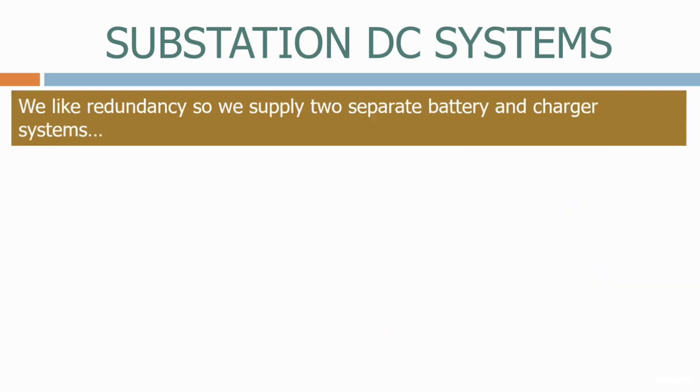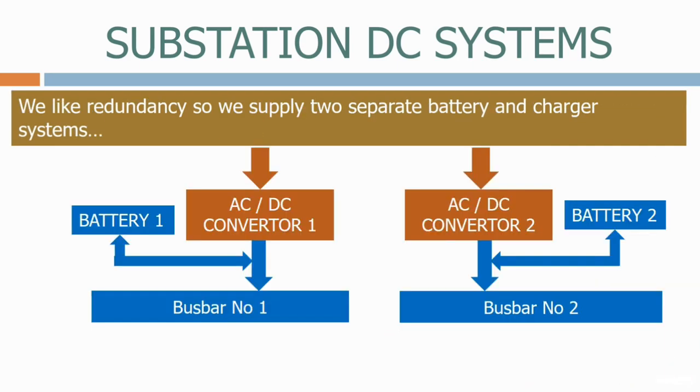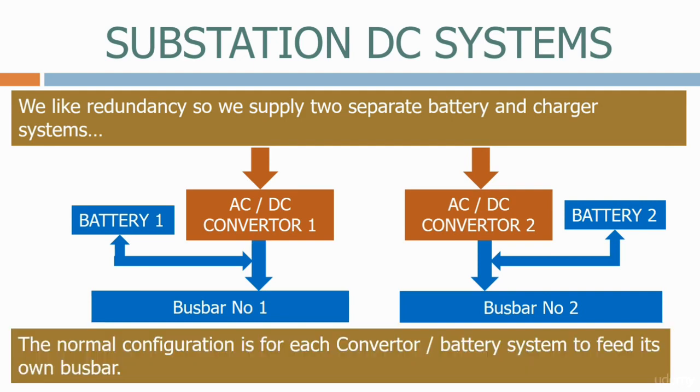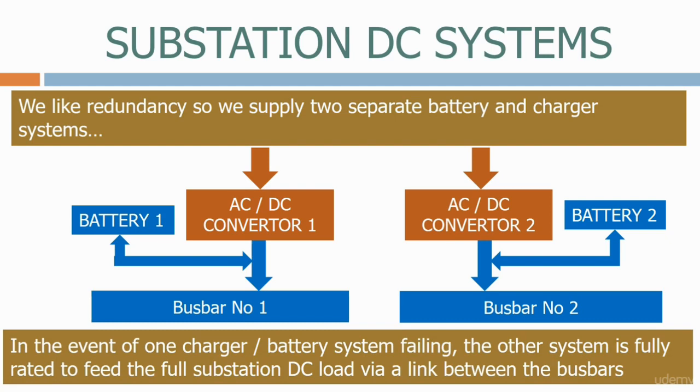We like redundancy, so we supply two separate battery and charger systems. These feed their own busbar and loads. The normal configuration is for each converter battery system to feed its own busbar. In the event of one charger battery system failing, the other system is fully rated to feed the full substation DC load via the link between the busbars.